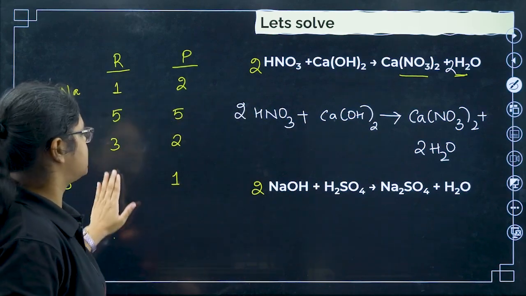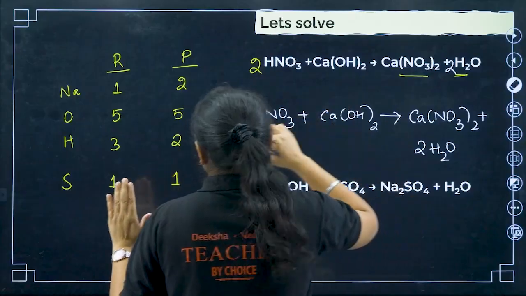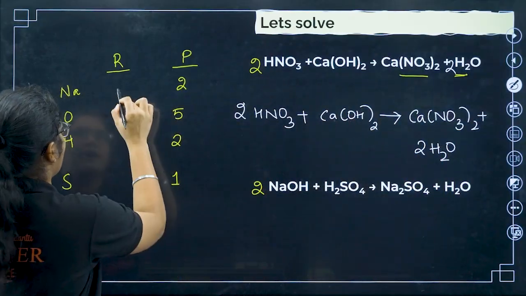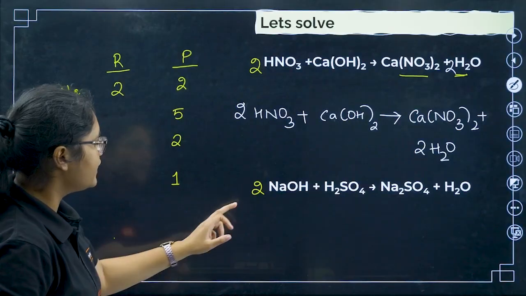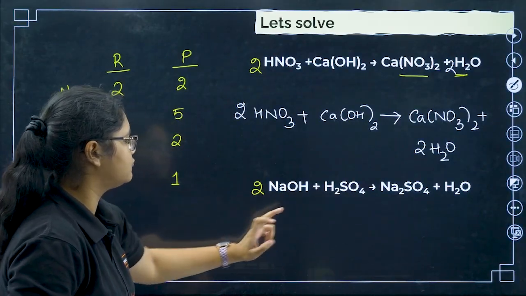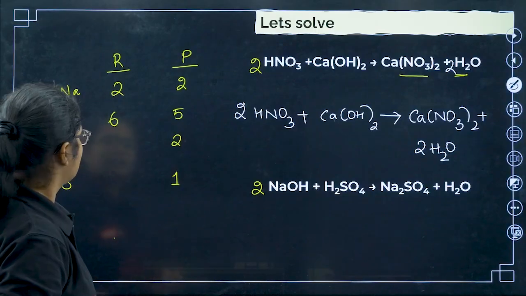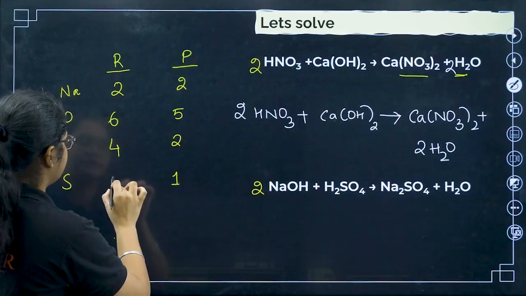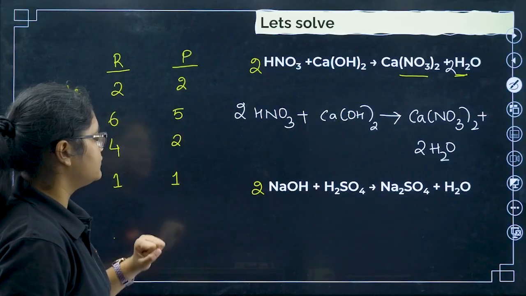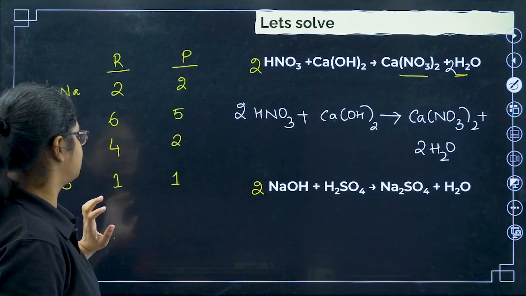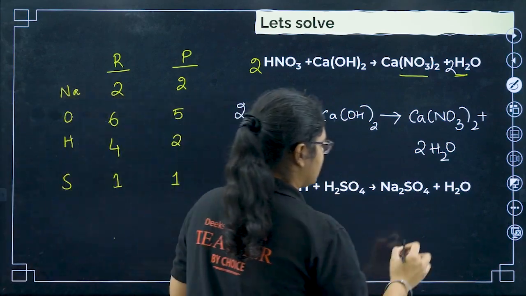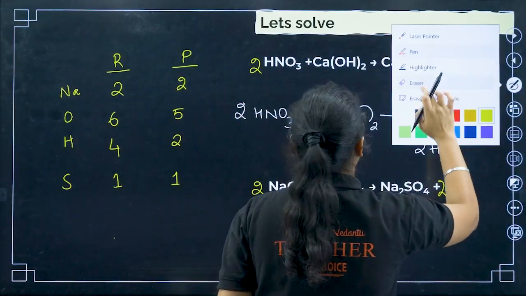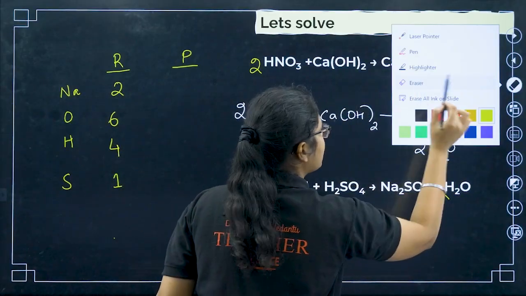Now let's see what is the change on the reactant side, because we have multiplied by 2 here. So if you see now, this one becomes 2 sodium, oxygen here becomes 2 and here it is 4, so oxygen is now 6, then hydrogen is 2 and 2, so hydrogen is now 4 and sulfur is still 1. Now you can see sodium is balanced, sulfur is balanced. I can try to multiply by 2 on this side. If I multiply by 2 on this side, what happens on the product side?